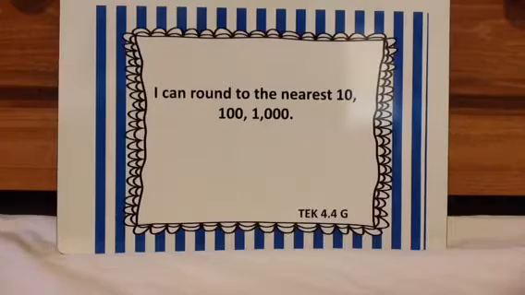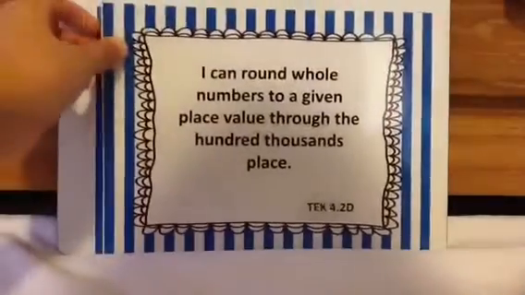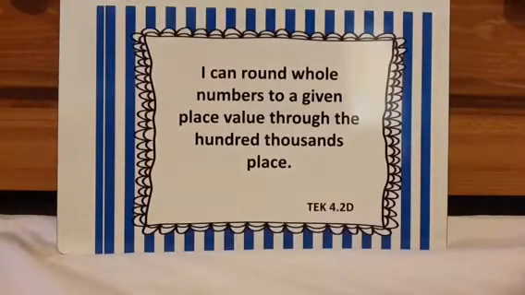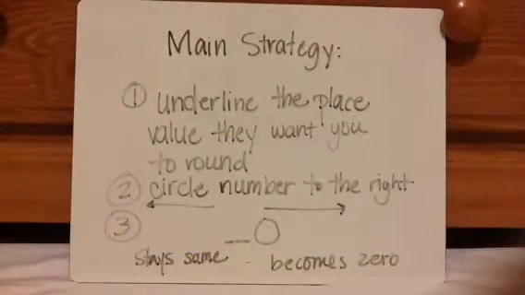I can round to the nearest 10, 100, or 1,000. And TEK 4.2D, I can round whole numbers to a given place value through the hundred thousands place. The strategy to round is the same for both TEKs, so I'm going to just combine them and teach you the strategy, and we'll just look at all examples. So let's get started. Let's look at the main strategy for rounding.